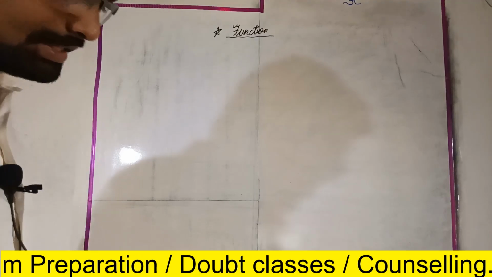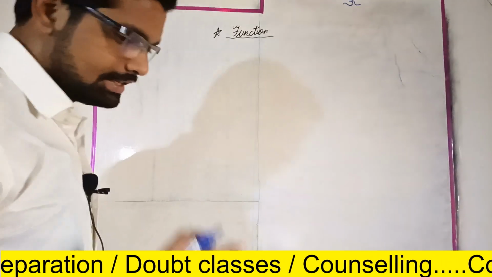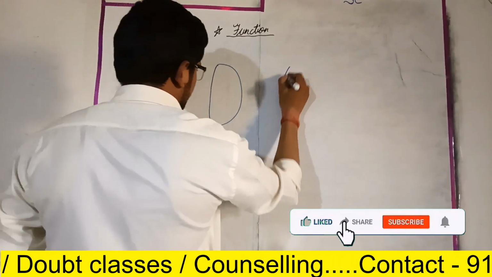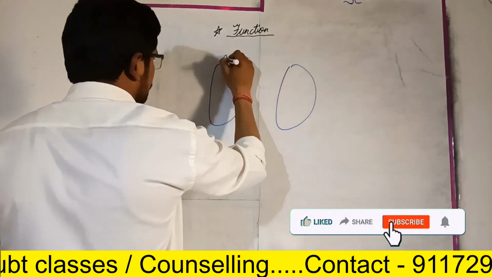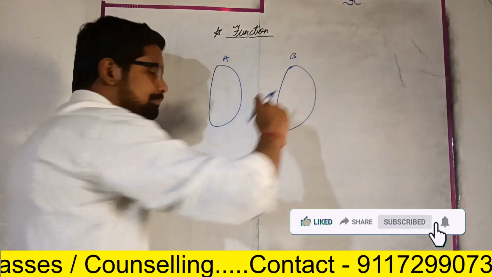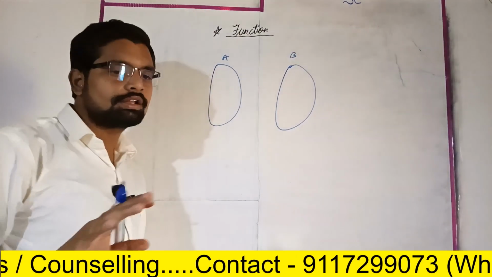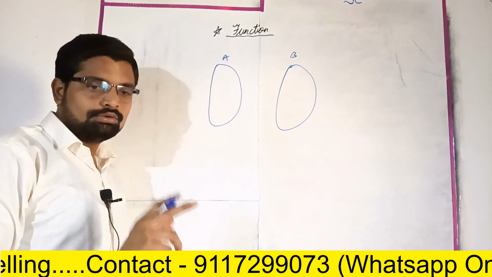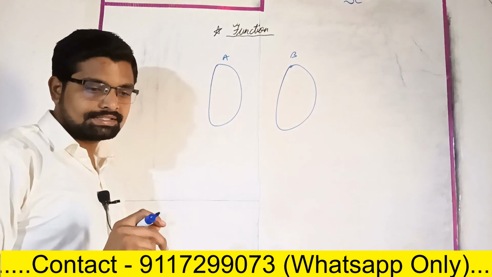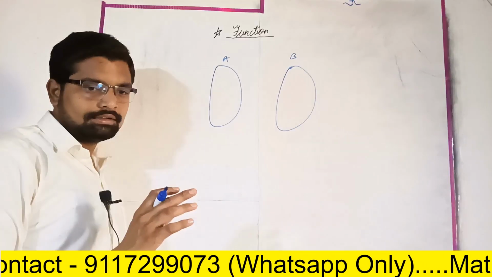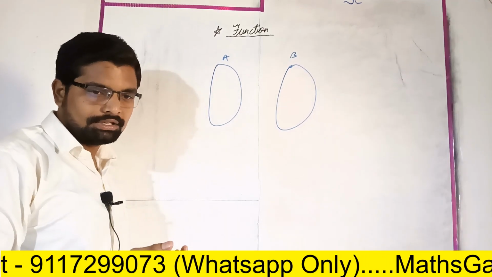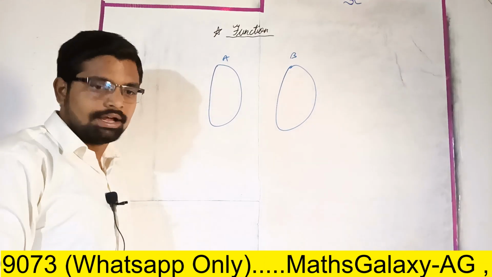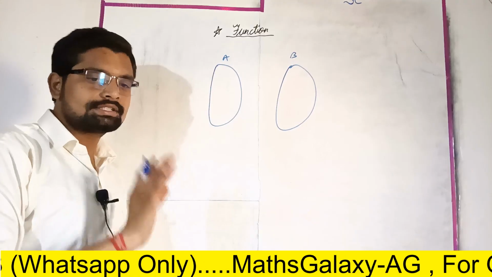Okay, let's see here. Suppose there are two sets, A and B, two non-empty sets. Non-empty sets mean they are not empty, right? If A and B are two non-empty sets, then we can say that A and B are not empty, or we can say that A and B have some elements, at least one, but they have some elements.